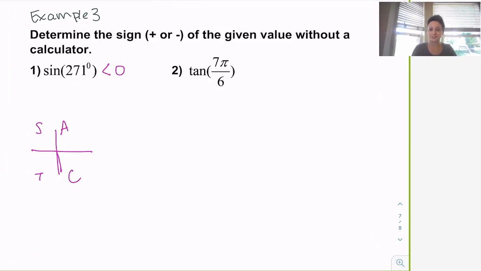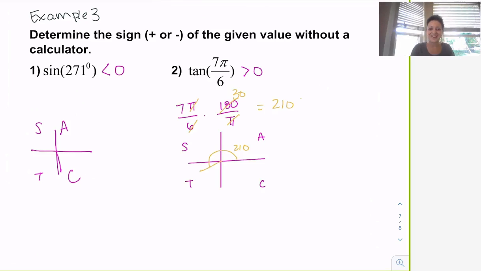All right, try number 2. If you need to convert to degrees first, by all means do so. All right, answers on the screen. 7 pi over 6 radians is equivalent to 210 degrees, which is in quadrant 3, and tangent is positive in quadrant 3.